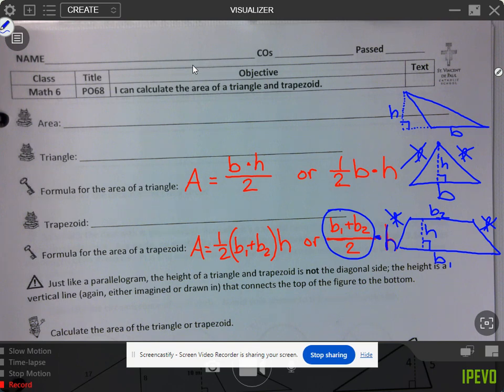Parallelogram, triangle, trapezoid, we want the height from the very top to the very bottom. So with our trapezoid, we've got base 1 and base 2. The height goes between them. Any questions on the triangle and trapezoid? Show me your thumbs. How are you feeling about those ones?